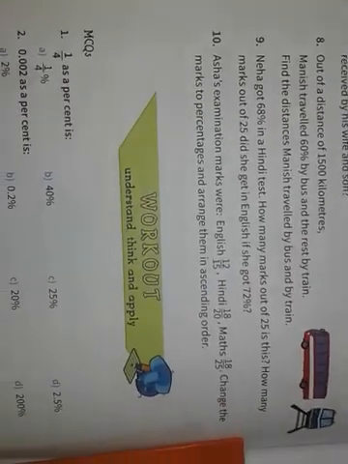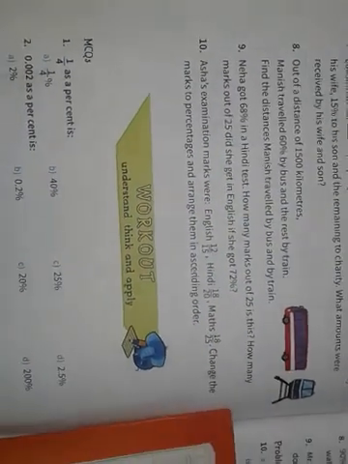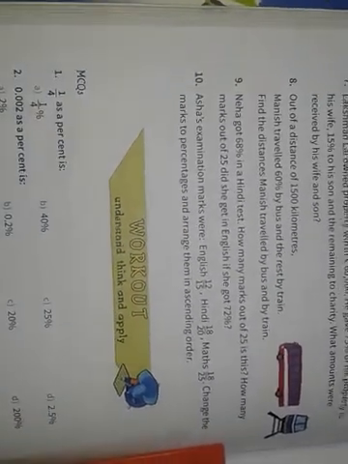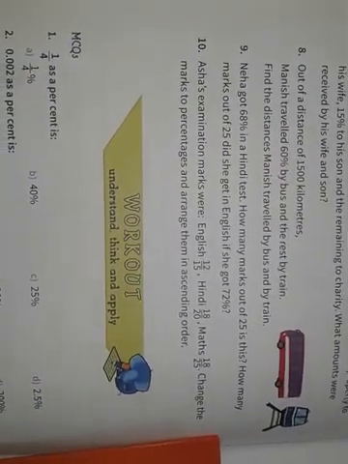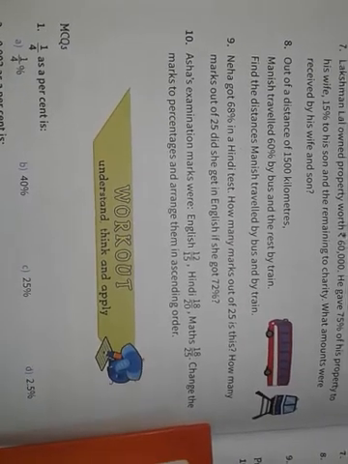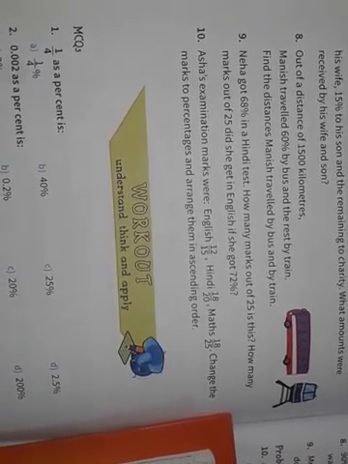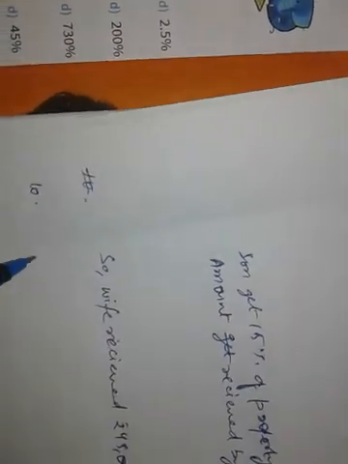Now the last question I will explain to you. Asha's examination marks were English 12 out of 15, Hindi 18 out of 20, Maths 18 out of 25. Change these marks into percentages and arrange them in ascending order. First of all, we have to change all the marks, which are in fractions, into percentages, and then we have to arrange them in ascending order. So how do we change a fraction into a percentage? By multiplying it by 100.